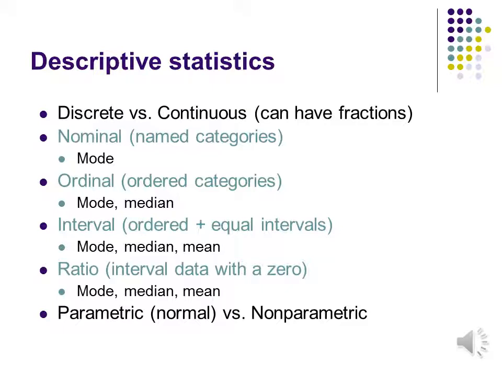Interval is like ordinal, except that there are equal intervals. So between small, medium, and large, you can't really tell what the amount is between them, but if you had different decades of life, for example, that would be an example of interval. The measures of central tendency used with interval data are mode, median, and you can also use mean there. And then there's ratio, which is like interval data, except there's an absolute zero. So height, for example, would be an example of ratio data. And mode, median, and mean can also be used as central tendency there.